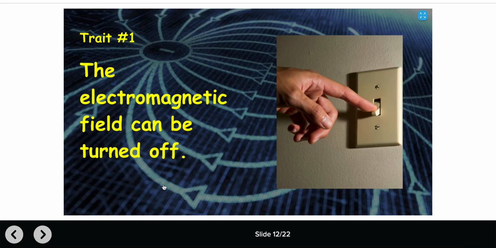So the first trait is the electromagnetic field can be shut off for any man-made electromagnetic field. There's always going to be a switch in place, or if there's no switch, guess what? Take away the power source, and the electromagnetic field is turned off. So if you think back to that picture with the battery in the circuit, if you took that battery out, it's off.